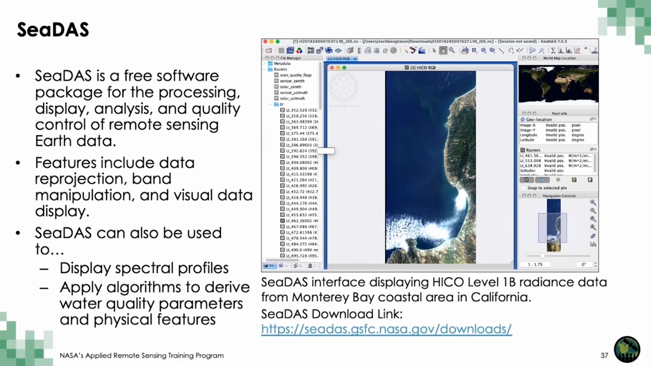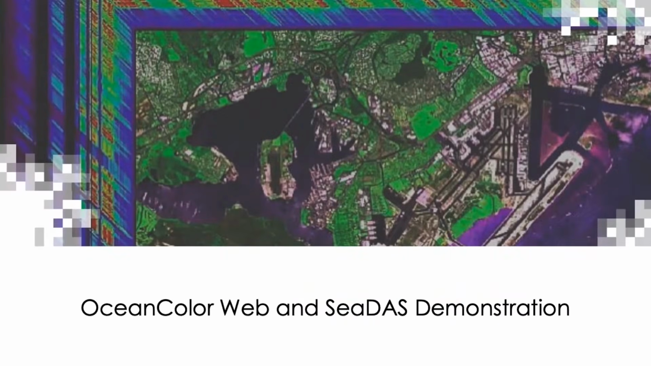So within CDAS, you can easily open data products from a variety of NASA sensors, reproject data, export data as new file types, manipulate bands, and visualize data. Particularly relevant to this training, you can display spectral information of each pixel and apply algorithms to derive things like water quality and classify physical features like bottom reflectance and bathymetry. So now that you're a little bit more familiar with the tools that we're going to be using, I'll go ahead and move on to the demonstration.